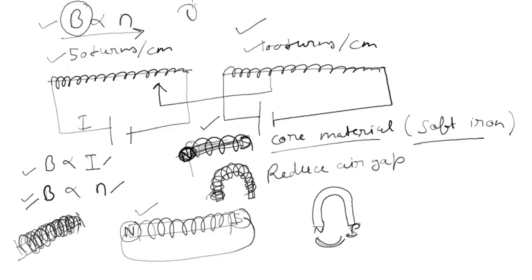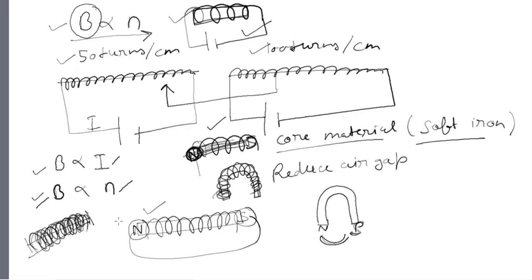This is the coil. We can observe there is an air gap in between. So, if you insert a soft iron rod in between and connect the ends of the wire to the cell or battery, it will have stronger magnetism. Next, by reducing the air gap between the poles.